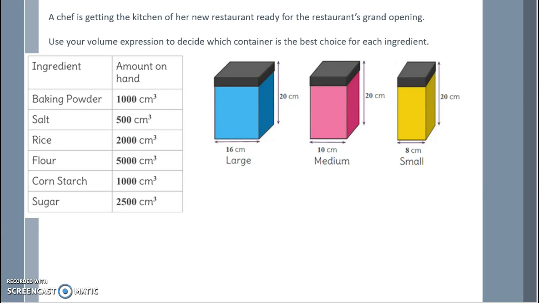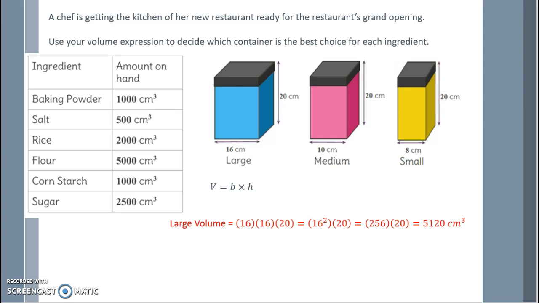A chef is getting the kitchen of her new restaurant ready for the restaurant's grand opening. Use your volume expression to decide which container is the best choice for each ingredient. Below, we have some ingredients and the amount that they need, and then we have some containers. These are rectangular prisms with a square base. So our volume is base times height. And remember, the base is length times width because we have a square.